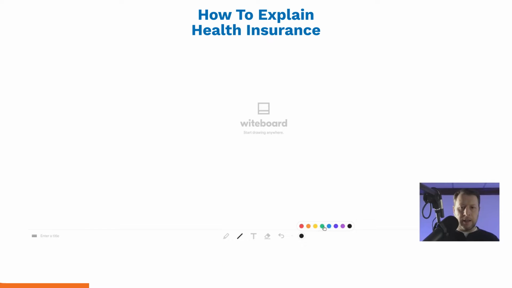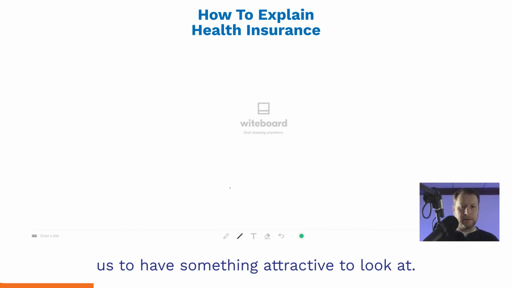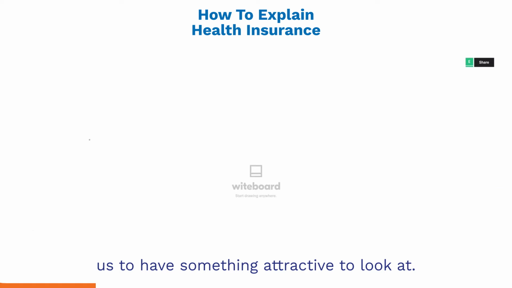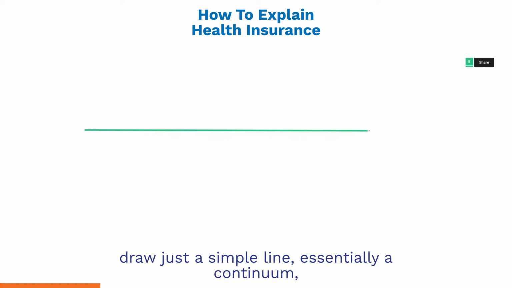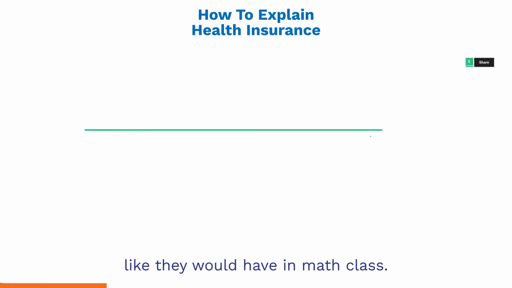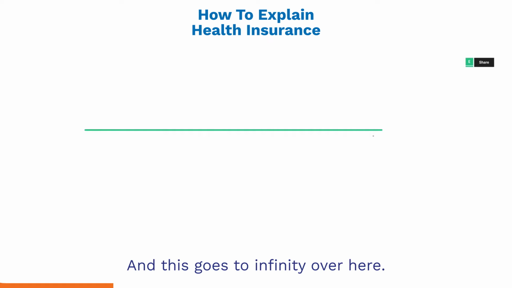And I'll use some colors to allow us to have something attractive to look at. But what I would do is draw just a simple line, essentially a continuum like they would have in math class. And what I would tell them is that this line represents the range of possible medical expenses. And this goes to infinity over here. And then starting right here, we have $0.